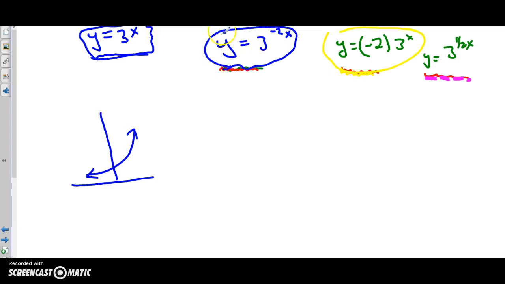So this is transformations part 2, and we're just going to take this function here, y equals 3 to the x, and then we're going to transform it and see if we can make sense of what happens to it. So here I have y equals 3 to the x, looks something like this.